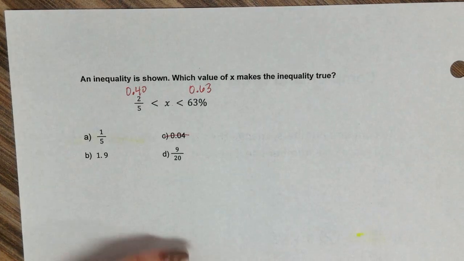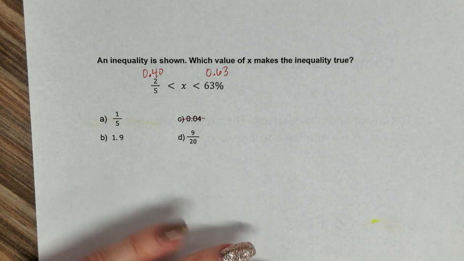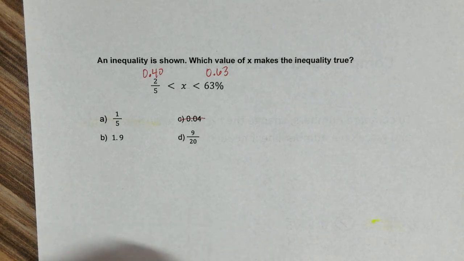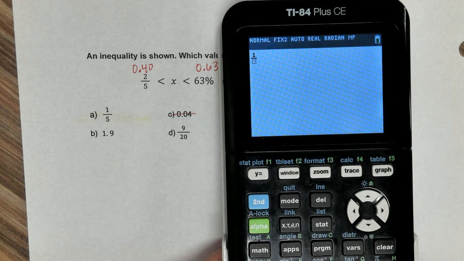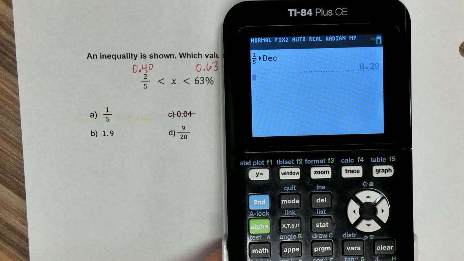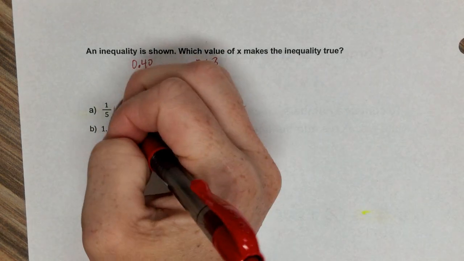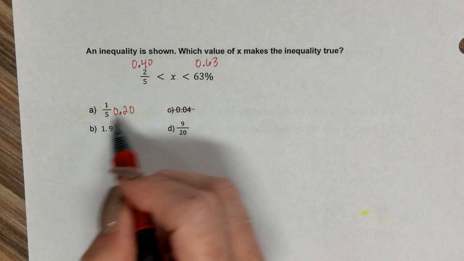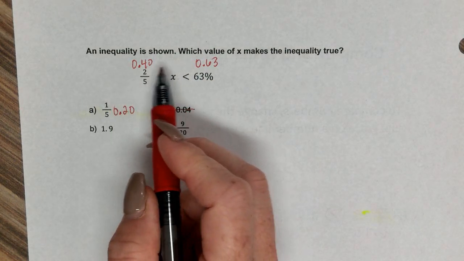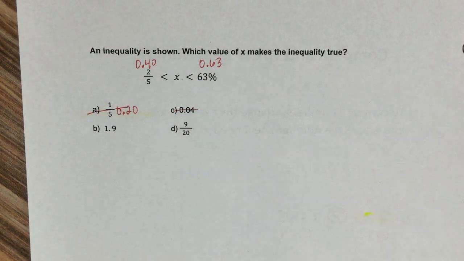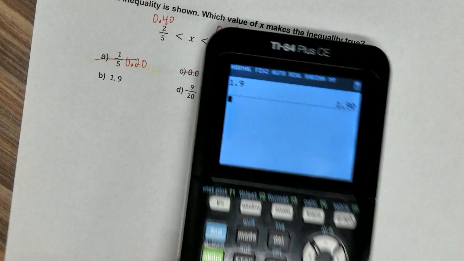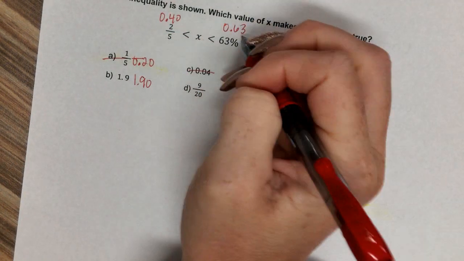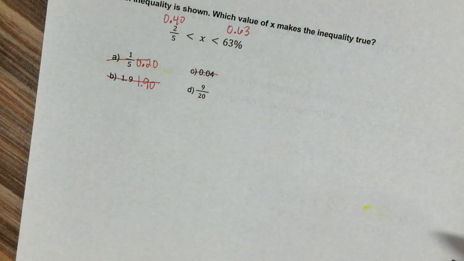Does 4 pennies fall between these two? So I know right now it's not that. But A, B, and D don't look like money. So I need to do what? Turn them into money, to decimals. So let's go do A. Alpha y equals option 1, 1/5, tab out, math, decimal, enter. How much money is that worth? Write it down. And then ask yourself, does 20 cents fall between these two? No. Let's do B. 1.9, hit enter. It's going to make it look like money for you. Does $1.90 fall between those? So it has to be D, but we don't just circle it.